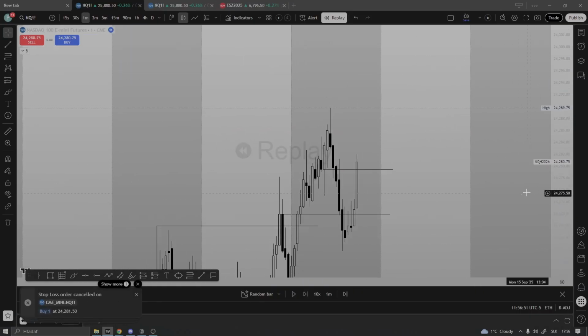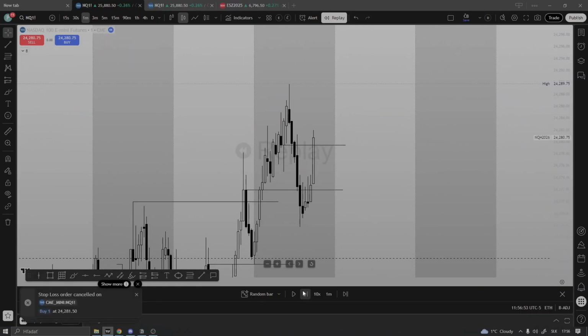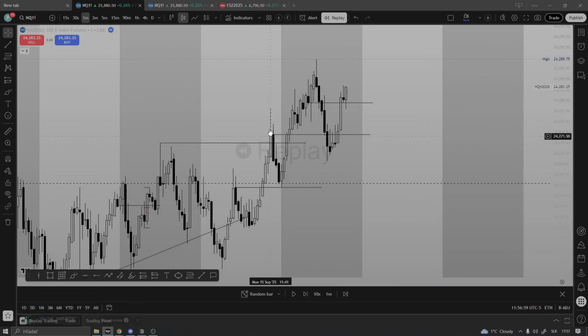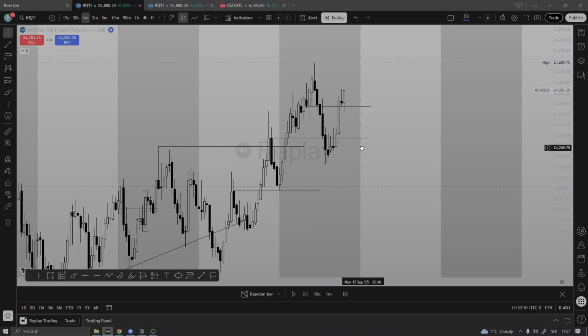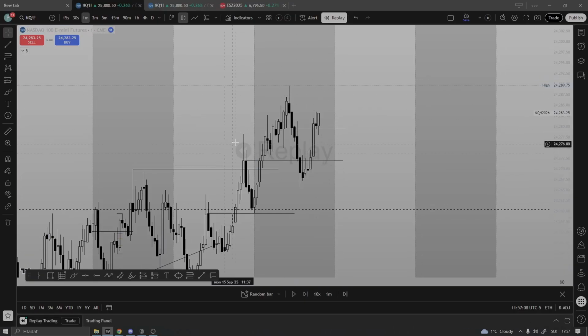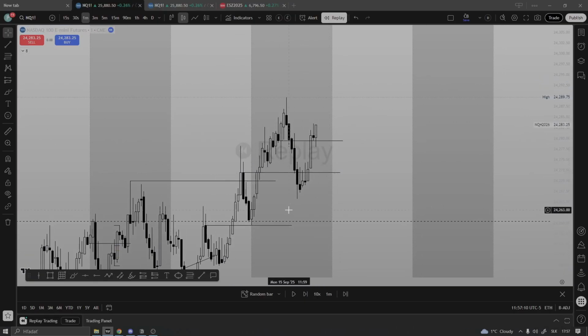Okay, we are out. So now we'll just need to wait for something. Okay, I kind of like this candle. Why? We rebalance the range. We clearly want to go higher.